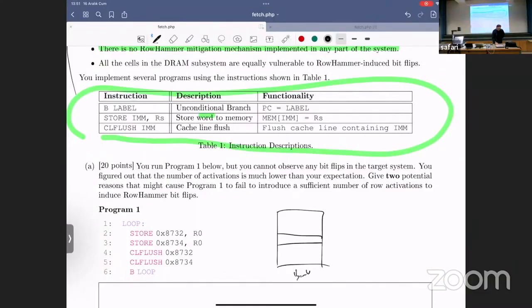Let's say this is the bank and this is your row. If one address is hidden here and the other address is hidden here, every time you access the memory, you will hit the same row. So the content of the row is going to be in the row buffer here, and you will never access the row actually. I mean, you will access it one, two times, and then you will just service other accesses from the row buffer. So that can be one reason.